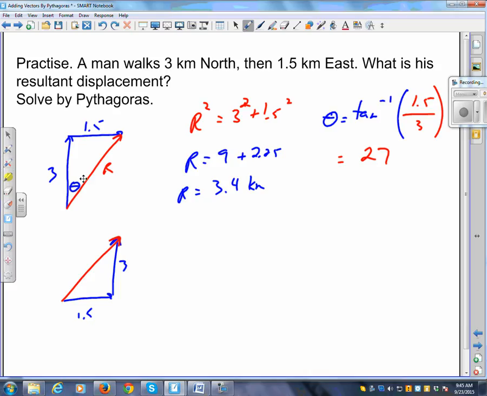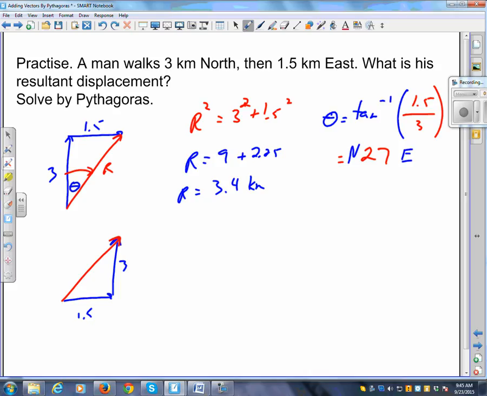So what would be the letters that go with this? I'm getting close to done, you guys. Which one, north, east, south, or west, does it start off at? It starts off north, right? So it's going to be north, and then I went 27 east. North, 27 towards east.